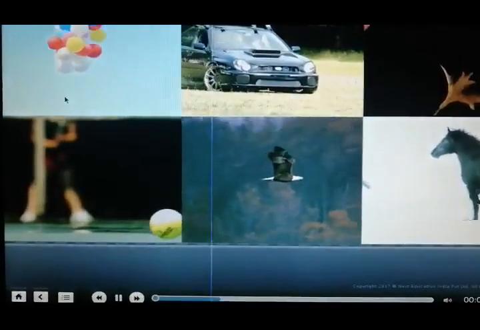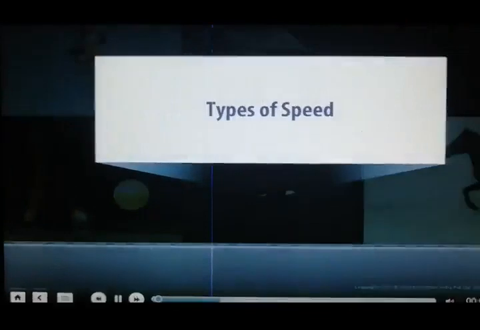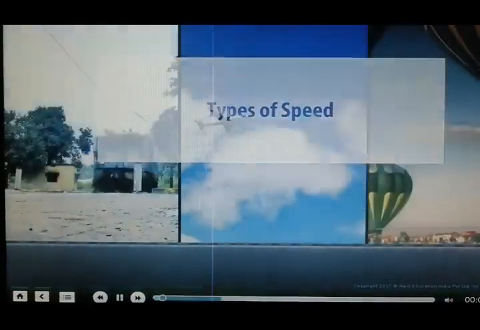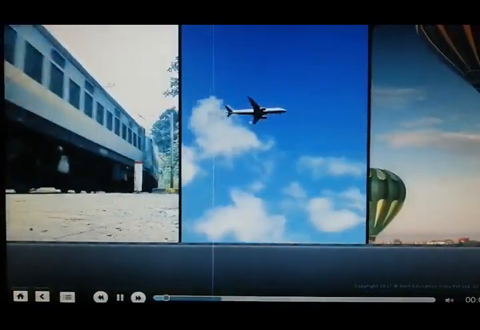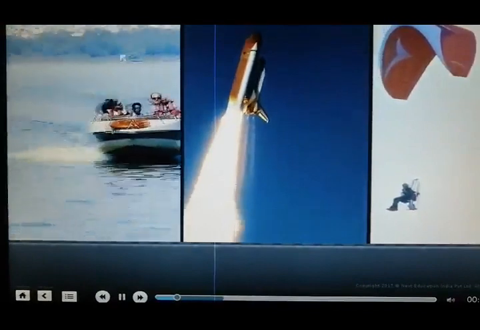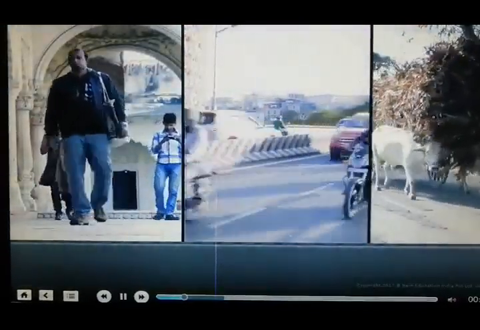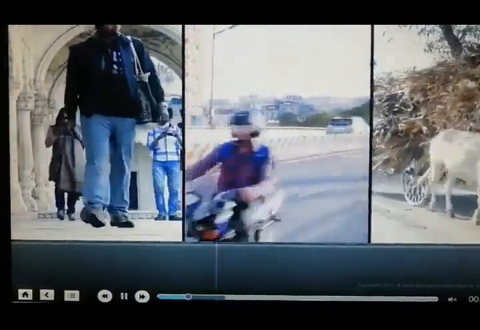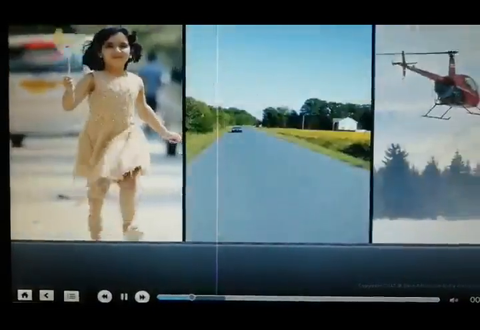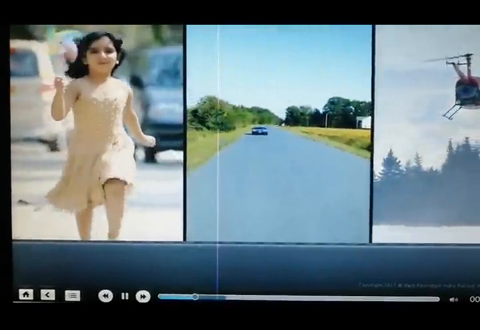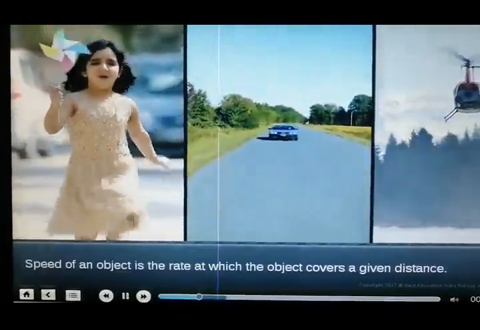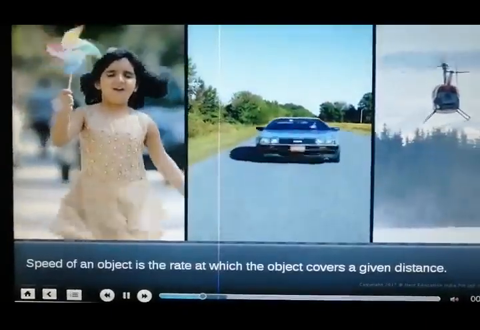In this module, you will learn about types of speed. Different objects may take different amounts of time to cover a given distance. How fast is an object moving? The answer to this question relates motion to the time taken for moving through a given distance, and that brings us to speed. Speed of an object is the rate at which an object covers a given distance.